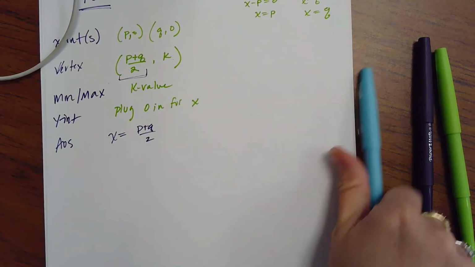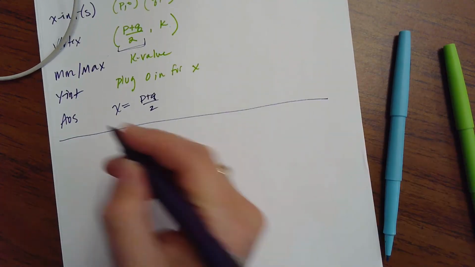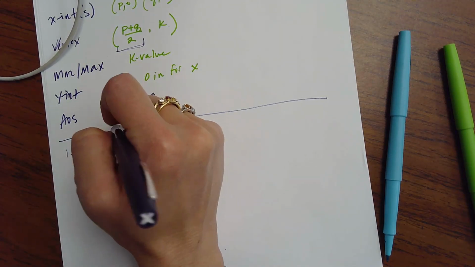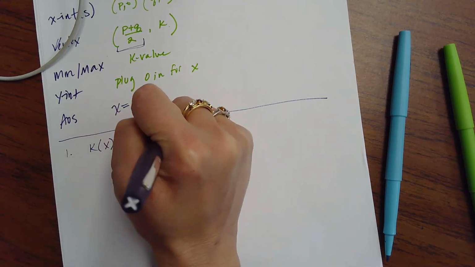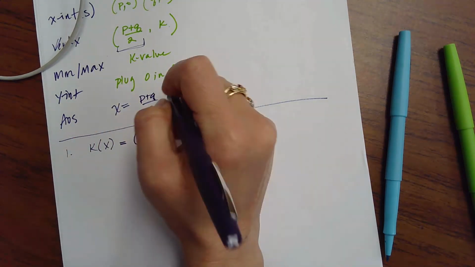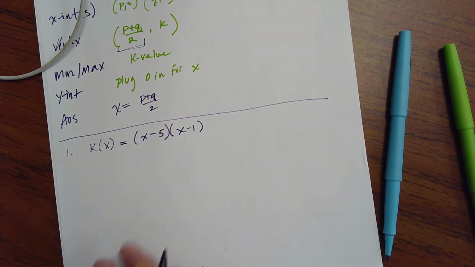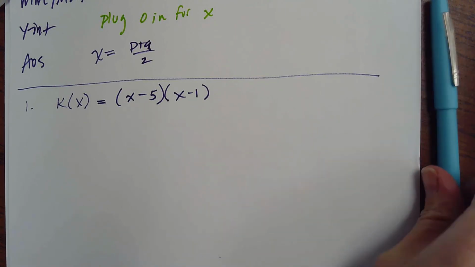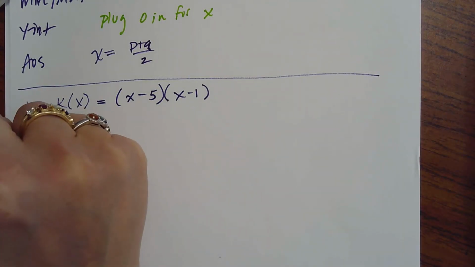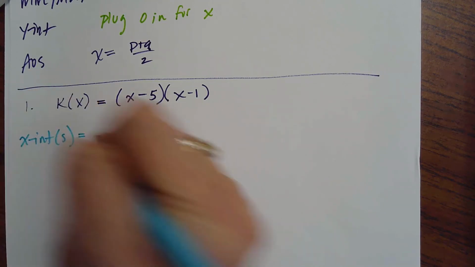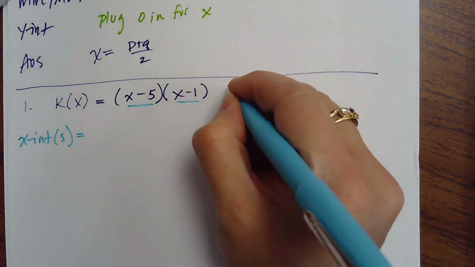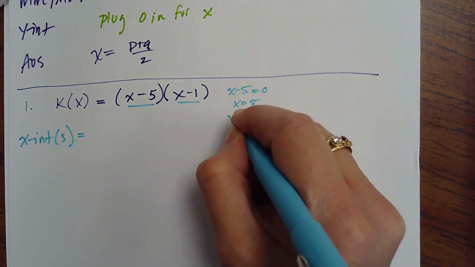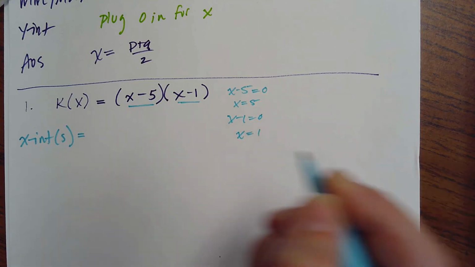Let me show you a couple examples with that, because I think that would be helpful. All right, number 1. Let's do k of x equals (x minus 5)(x minus 1). You can tell this is in factored form. If I'm going to ask you to find all the information, I would start by finding your x-intercepts first, because that's going to be the easiest thing to find. All you're doing is taking each of those factors, x minus 5, set it equal to 0, and solve. Same thing with the x minus 1, set it equal to 0, and solve.